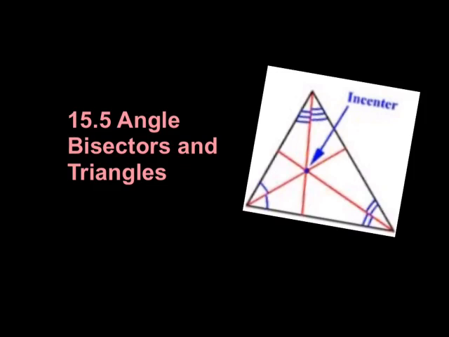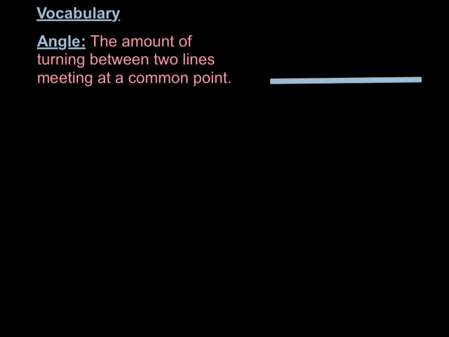15.5 Angle Bisectors and Triangles. Let's review some vocabulary. The first word is angle. The amount of turning between two lines meeting at a common point.